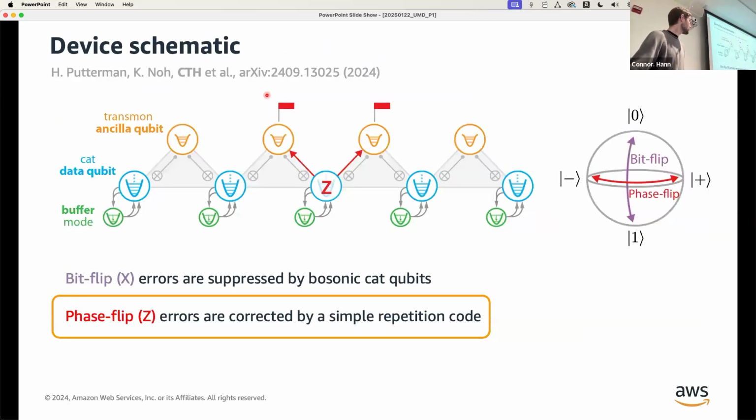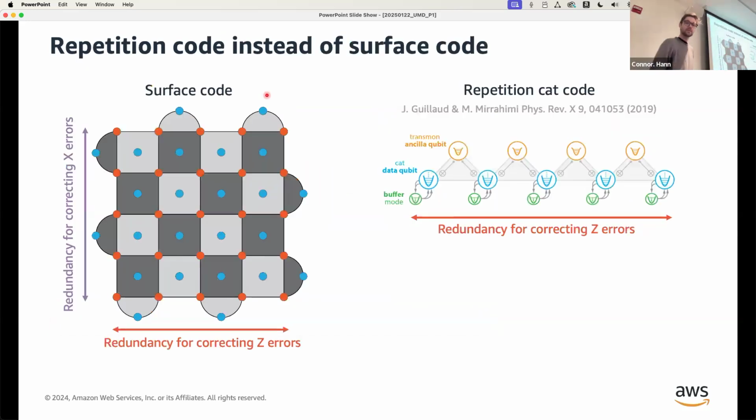Okay, so as I said, now let's turn to the phase flips and how we can correct these with a repetition code. Before jumping into that, though, I just wanted to briefly highlight why in this context we can get away with a repetition code, in contrast to, say, something like a surface code that I showed before. And intuitively, the idea here is that with a standard surface code, you can think of the two directions, the length and width of the surface code, as corresponding to the ability of that code to correct bit flip and phase flip errors. But in our case, all of the bit flip errors are effectively handled. And so now we don't actually need any redundancy in this direction.